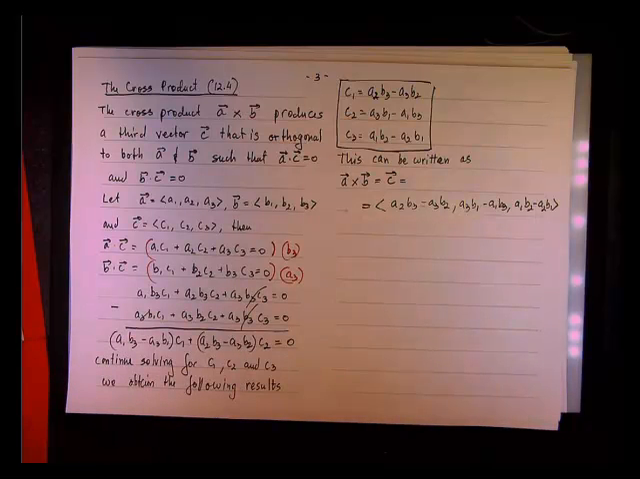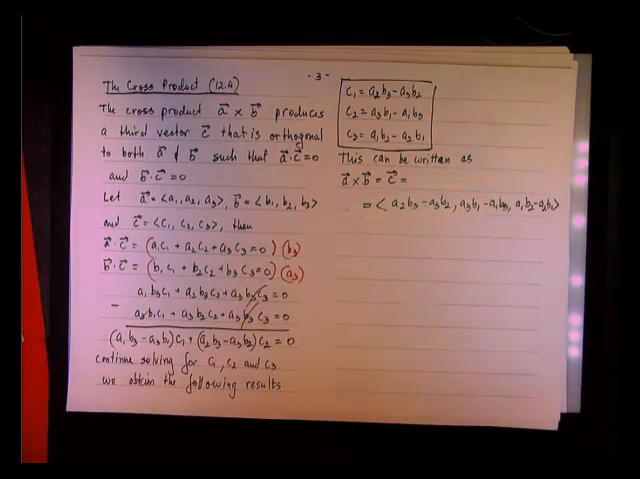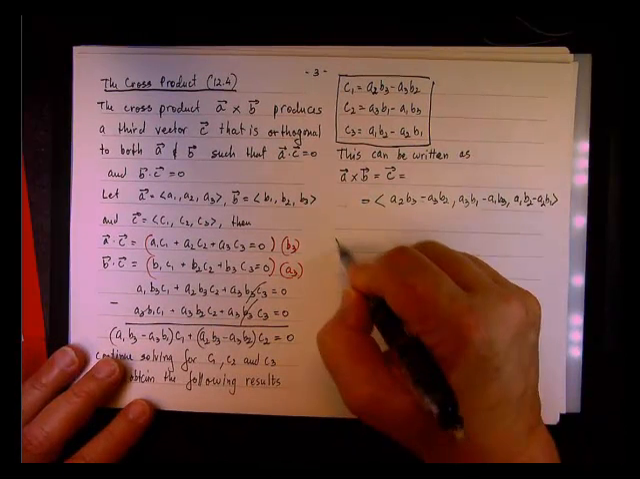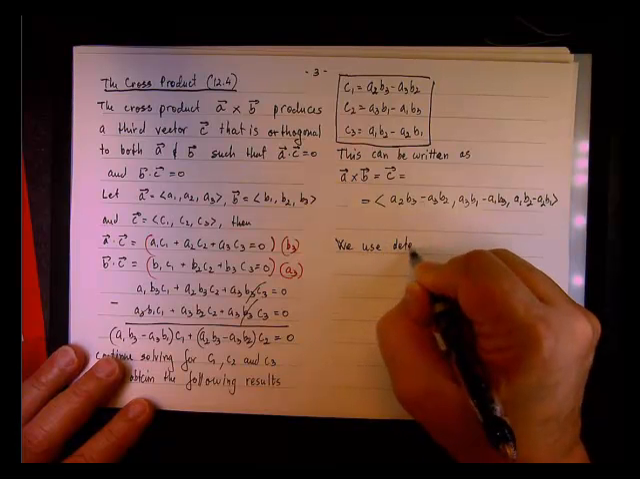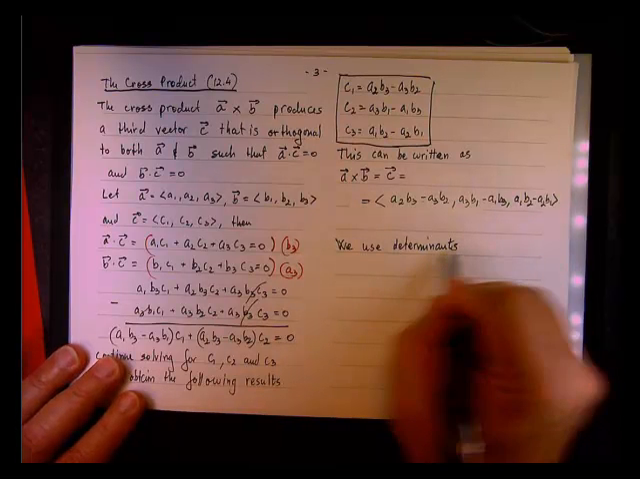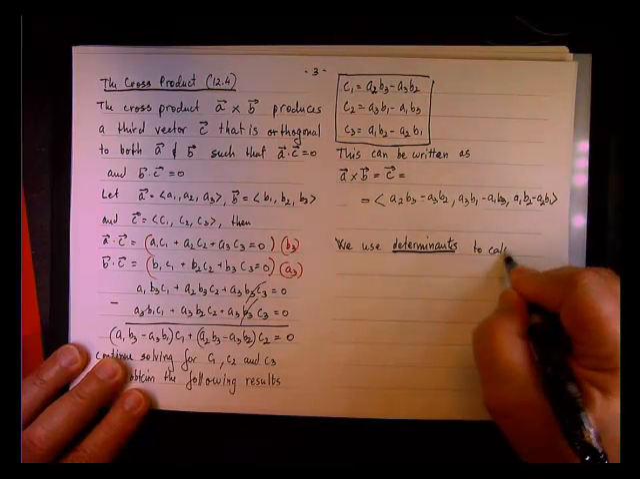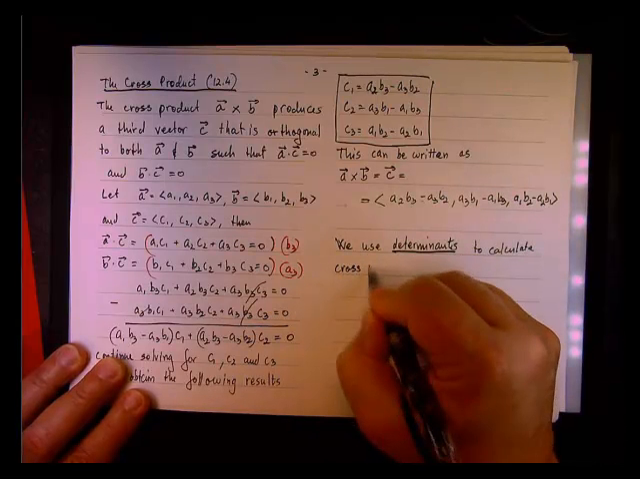Okay, so this is the result of the cross multiplication. It's easier to use a determinant when you calculate a cross product. Okay, so we use determinant, a word that you may have forgotten since your days in pre-calculus, to calculate a cross product.